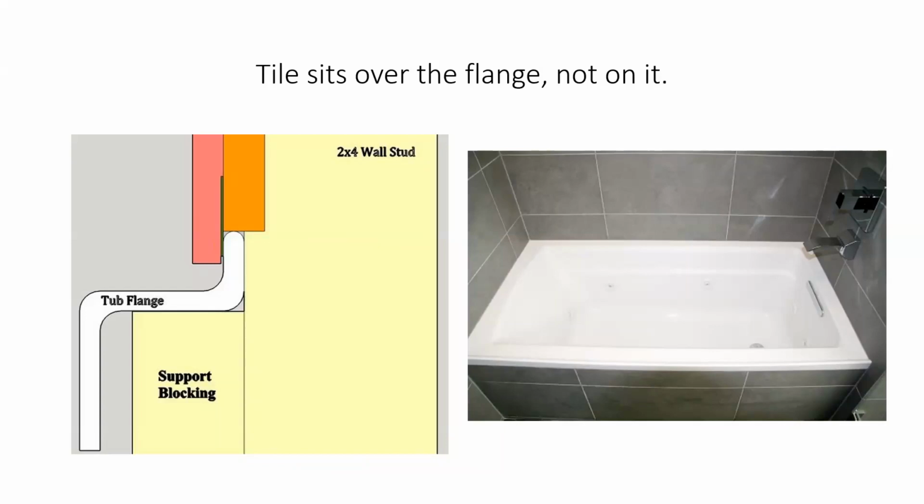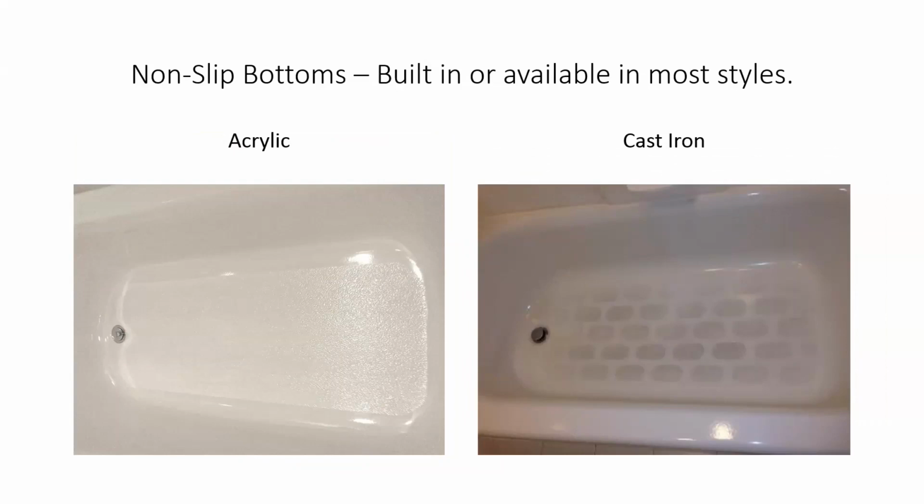Now, another big question is always about non-slip or anti-skid bottoms. They are built in on a lot of tubs, and on many tubs, they may be available as a special order as a different option. So you can see here a typical example of an acrylic and a cast iron bathtub that has obviously been used, and you can see how those can take on staining over time if they aren't cleaned regularly.